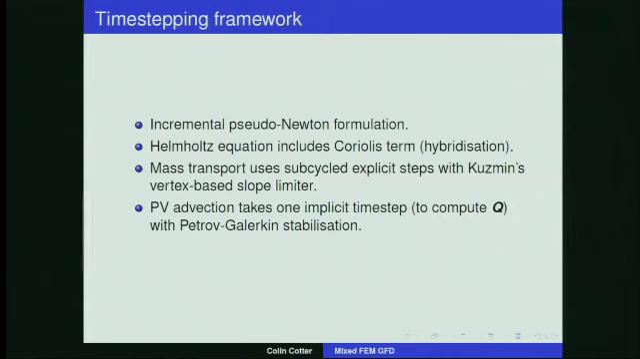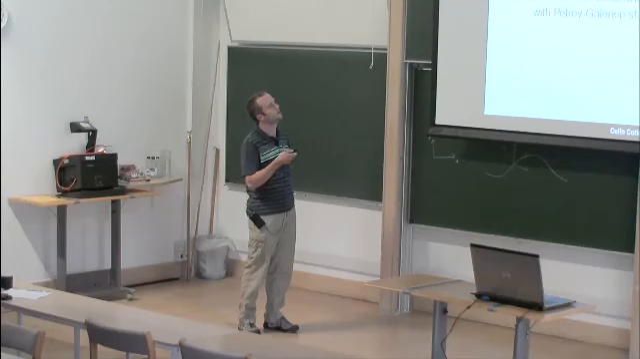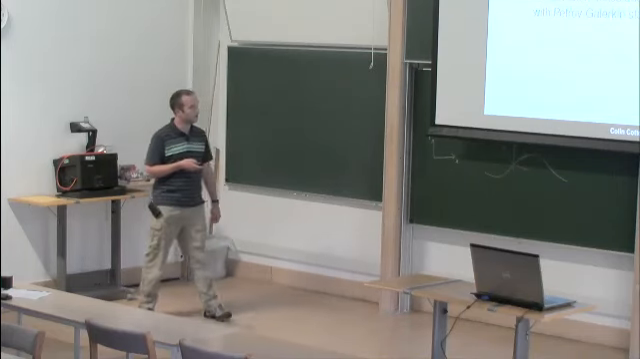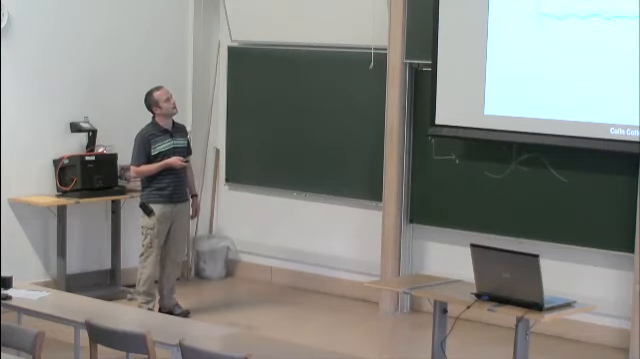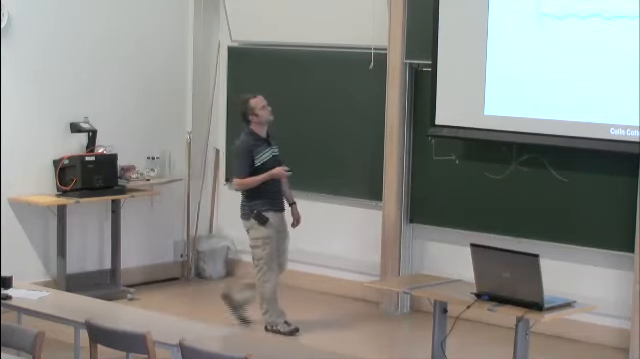So I've adopted a semi-implicit setup, which is actually the same setup as ENDGame, the Met Office code. So that's how it's coded up. The Helmholtz equation includes the Coriolis term. It's not really very important. I'm using a slope limiter for the mass transport, and then using this Petrov-Galerkin stabilization for the PV.